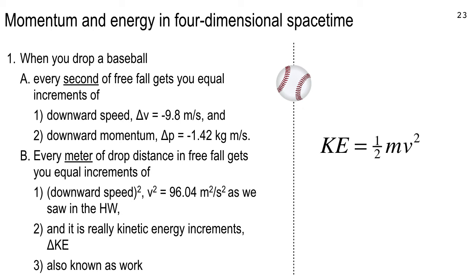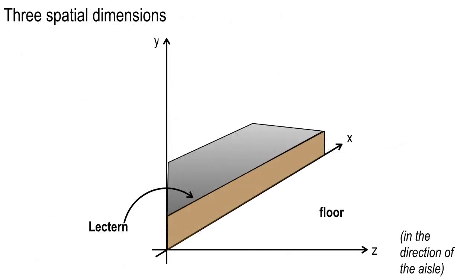Meter by meter, yeah, we know how to do that if we use kinetic energy. And kinetic energy is the quantity that's going to correspond in a four-dimensional context. It's going to partner up with momentum. Now, let's talk about momentum for a minute. And to do that, you have to talk about the three spatial dimensions.